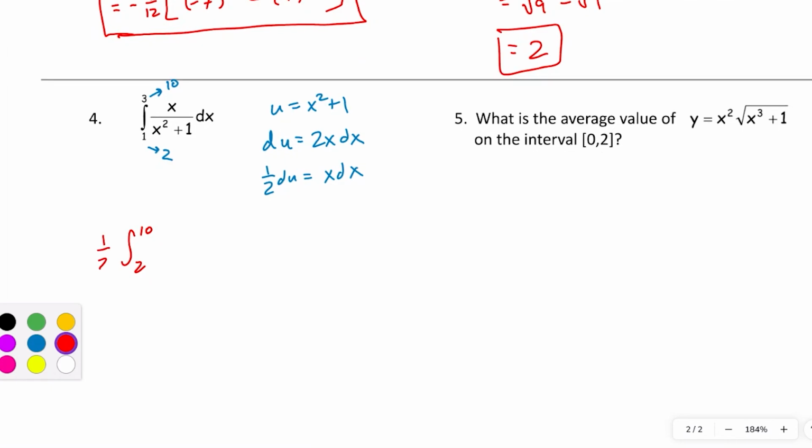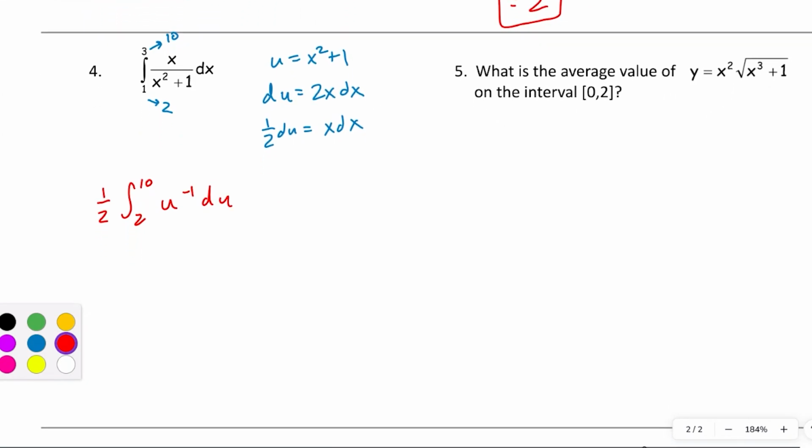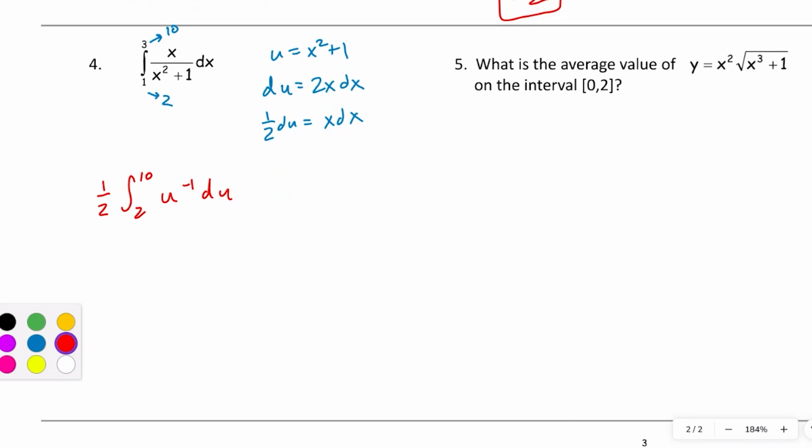Of 1/2 u to the negative 1 du. And we know the integral of u to the negative 1. We've done that several times today already. It's just the natural log of the absolute value of u. So this is going to equal 1/2 times the natural log of the absolute value of u from 2 to 10.